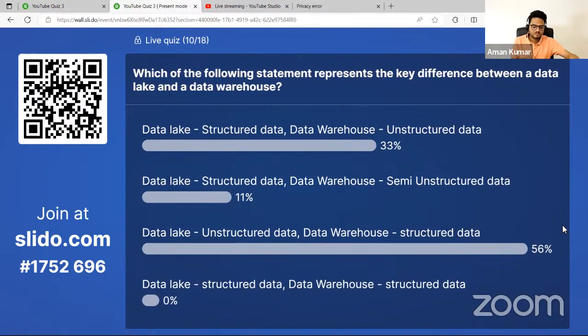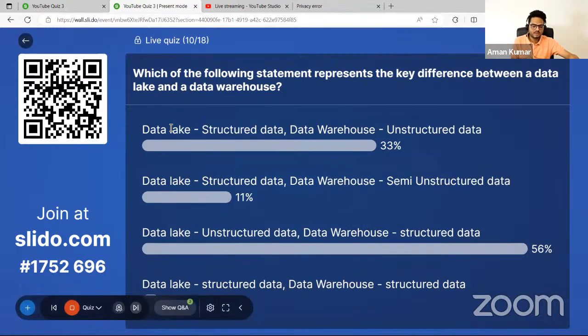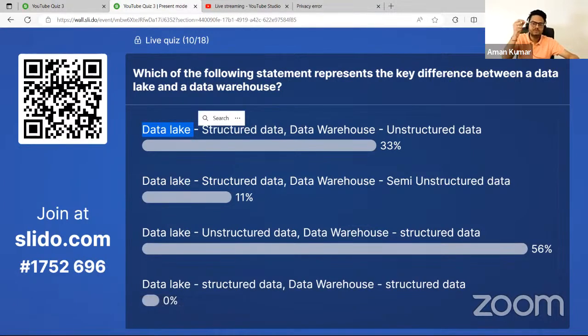People are confused between A and C only, and there is no point of confusion because data lake, I keep always saying, is all about one place where you keep dumping your data, but you don't know what to do with the data. Understand the difference between data lake and data warehouse very, very clearly.